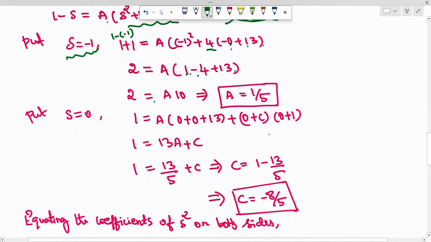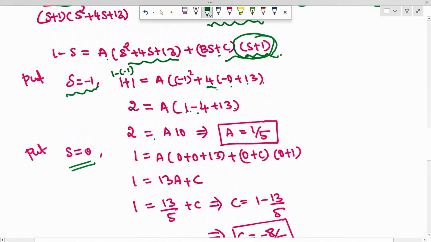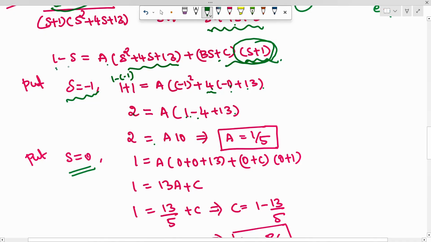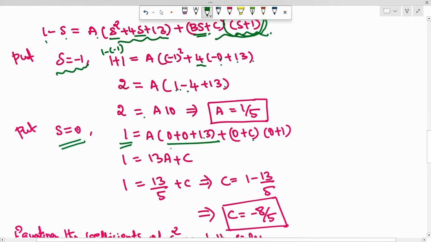In the same equation, substitute s is equal to 0. If you put s is equal to 0 in this equation, we can easily find the C value. Okay, 1 minus 0, that is 1, written here, A into 0 plus 0 plus 13, plus B into 0 plus C into 0 plus 1. Substitute s is equal to 0. Therefore 1 is equal to 13A plus C.